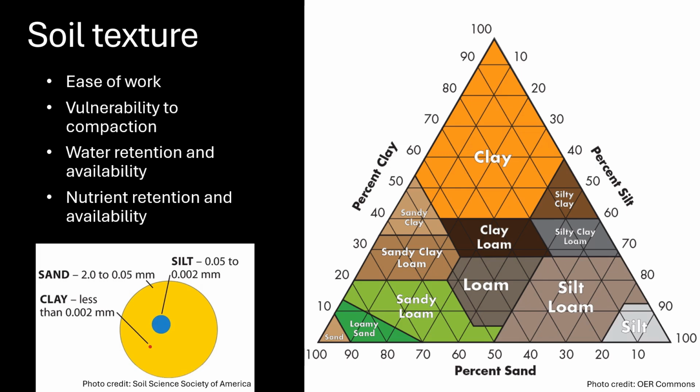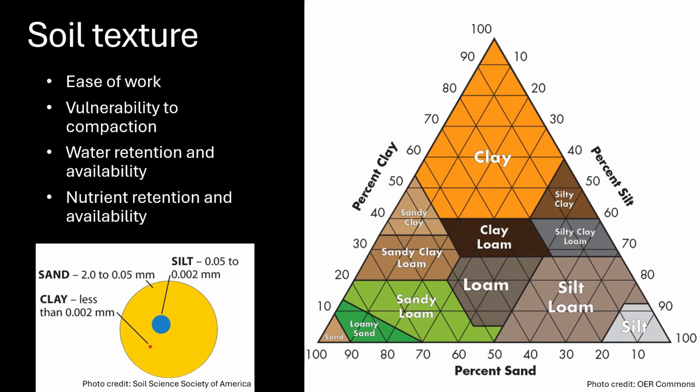It also tells you about your vulnerability to compaction, because if you have a soil that is made of all these really, really tiny clay particles, the pore spaces between them are also going to be very tiny. And so if you squish that, it's really difficult to undo. Soil texture also tells you about water retention and availability and nutrient retention and availability. And so clay gets a bad rap, but every soil texture has its pros and cons.